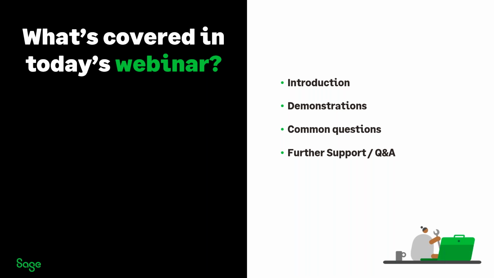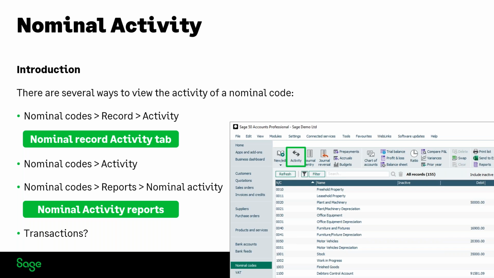Right, so let's get started. Now, there are a number of different ways to view the activity against a nominal code. And a nominal code, I'm sure most of you are familiar with, just forms your nominal ledger. Obviously, it's broken down into codes so that you can classify your transactions as you enter them. So it might be a sale, it might be a purchase, it might be classed as an overhead, a fixed asset. So you'll have your list of codes.